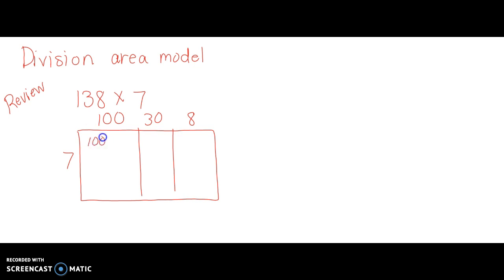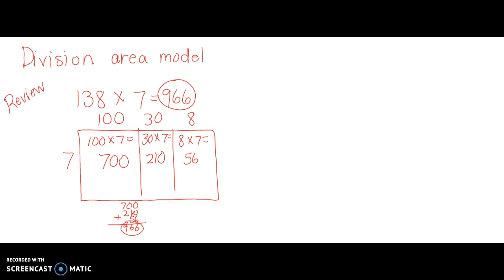So let's do 100 times 7. We know that to be 700. Let's do 30 times 7 in this area. 3 times 7 is 21. We're multiplying by a product of 10, so 210. And let's do 8 times 7. We know that's 56. And we also know that in order to find our answer, we need to add 700 plus 210 plus 56 to equal 966. So my product is 966.